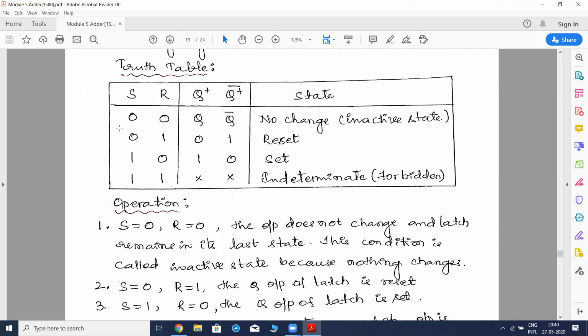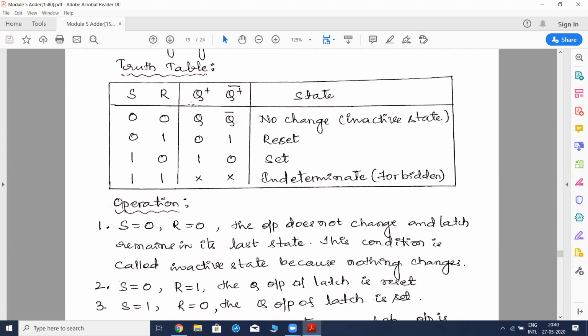So when we write the SR latch, we could see that when S is equal to R is equal to 0, it is called the no change state. That means here we have Q plus. The meaning of this Q plus is that we could take a latch like this. So it is previous state, present state. Okay, so Q plus is called the present state.